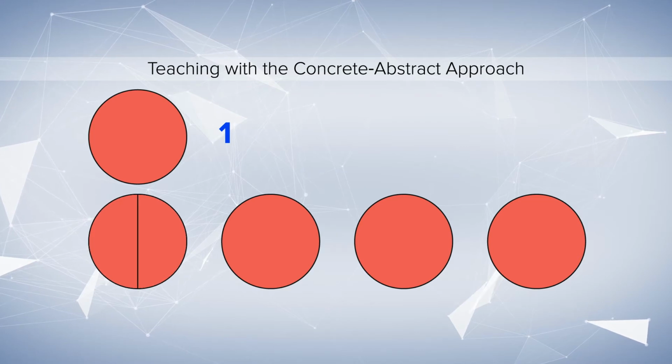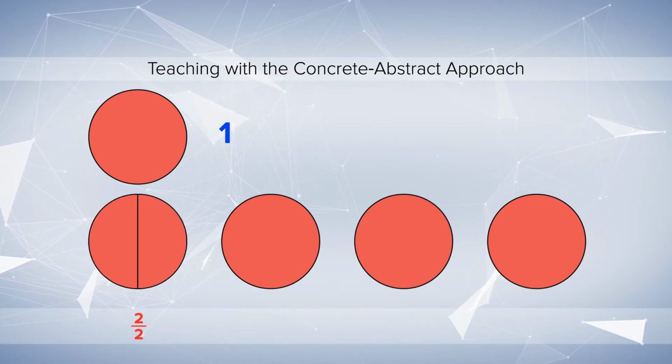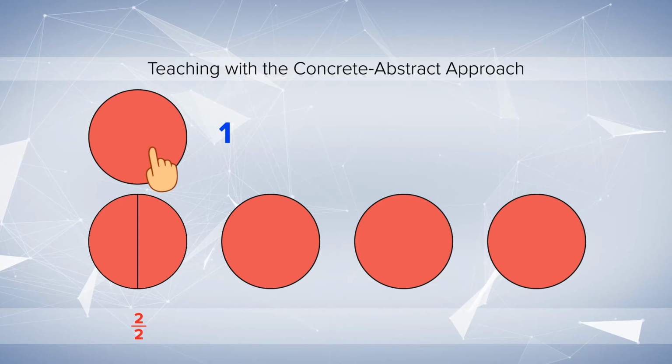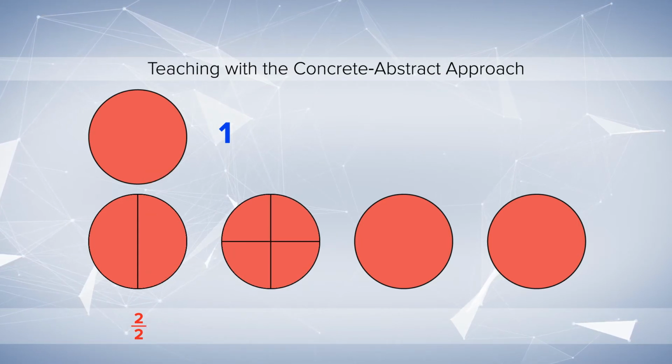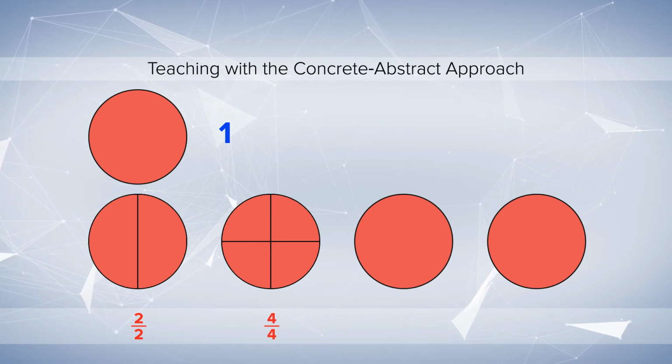Place 2 halves on the whole. Write 2 halves below it. 1 whole is the same as 2 halves. Place 4 quarters on the whole. Write 4 quarters below it. So 1 whole is also the same as 4 quarters.